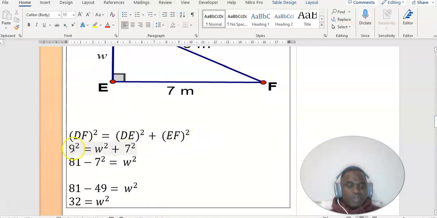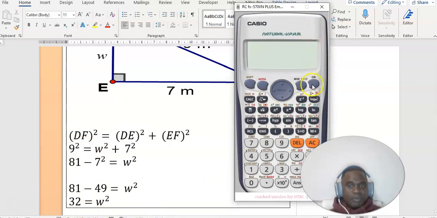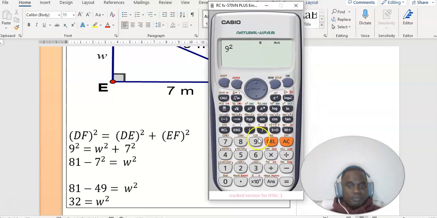Okay, so 9 squared is 81. How do you press this on the calculator? Let's see. We have 9. We can either use this or that, but for square it is easy to use this one. So 9 squared is equal to 81. Then you transpose this 7 squared. This is plus. If you transpose, it's going to be minus 7 squared, is equal to w squared.